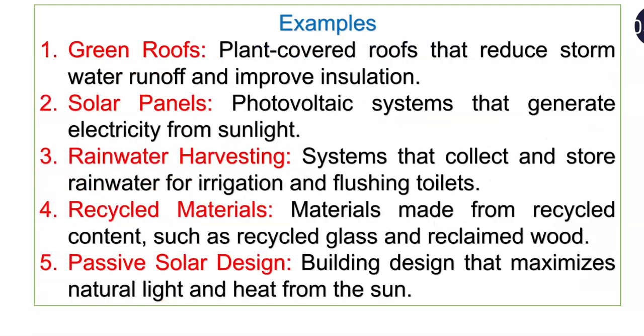Recycled material. Whatever material we are using, make sure that you are using recycled glass and reclaimed wood, and not that every time you simply cut the trees and get the things for your household building. Then you should have the passive solar design. Now, what is it? Building design that maximizes natural light and heat from the sun. So you should build your building in such a manner that you get natural light, the sunlight, in abundance, so that the same sunlight can be utilized to generate solar energy, and the same energy can be used for your household consumption.